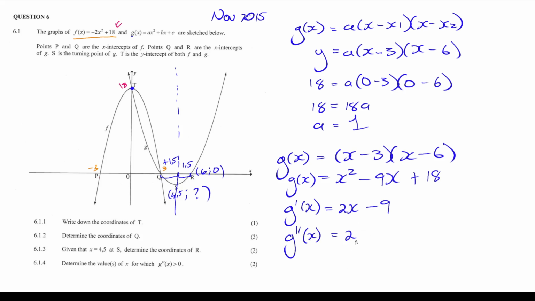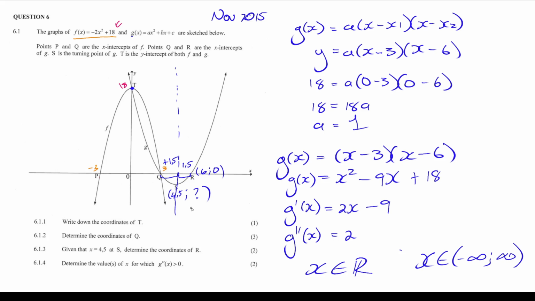And then you're going to say, determine the values of x for which the second derivative of g of x is bigger than 0. Well, 2 is always bigger than 0, so then our answer would be x is an element of R. Or, if you prefer the other way of writing it, you can say x is an element of negative infinity to positive infinity. Okay, so that's the long way to do it.